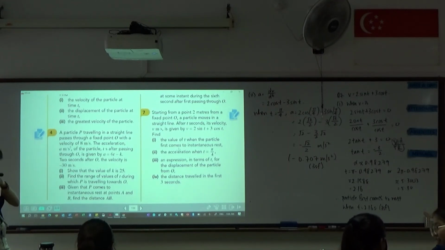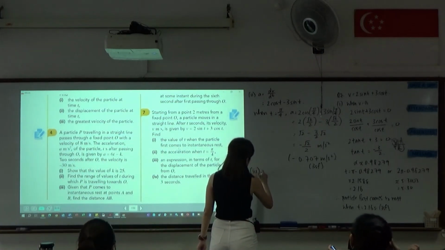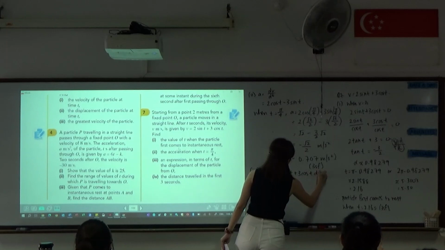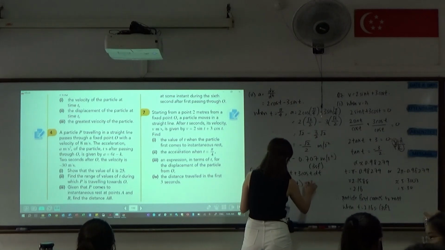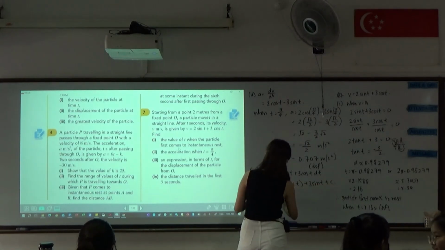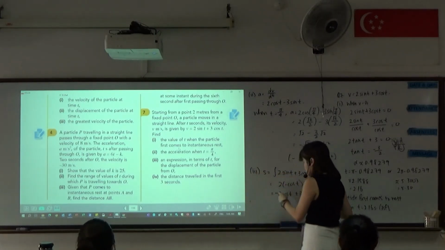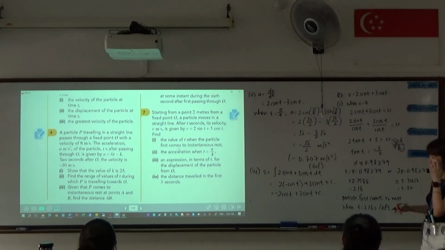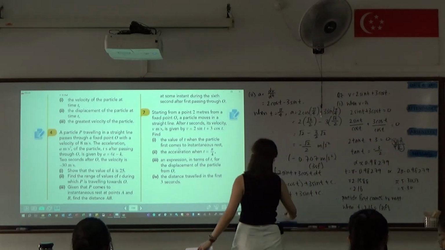So to find the displacement itself, we need to integrate your velocity. That will leave us with 2 negative cosine t plus 3 sine t plus c. You cannot leave your answer as just that. You need to find out what is the value of c, and that will be equals to 4. So I leave it to you to actually find out the value of c.